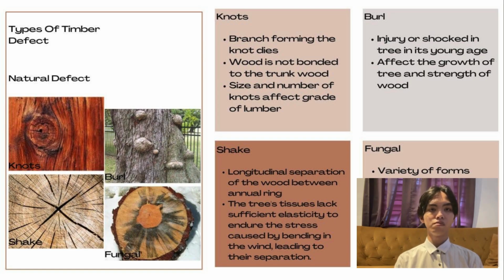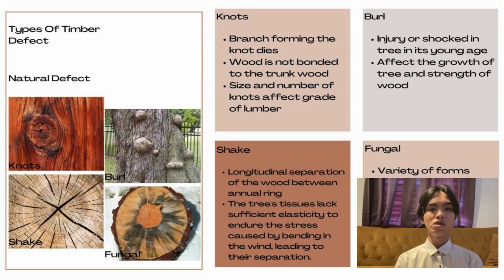These defects are imperfections that occur in wood due to the conditions in which the tree grows or from natural external factors like wind, insects, fungi, gravity, and poor weather. They can reduce the strength, durability, and appearance of timber, which is why understanding these defects is important in the construction and woodworking industry. Let's go through some of the most common natural timber defects and how they affect the quality of wood. The first defect is called knots.